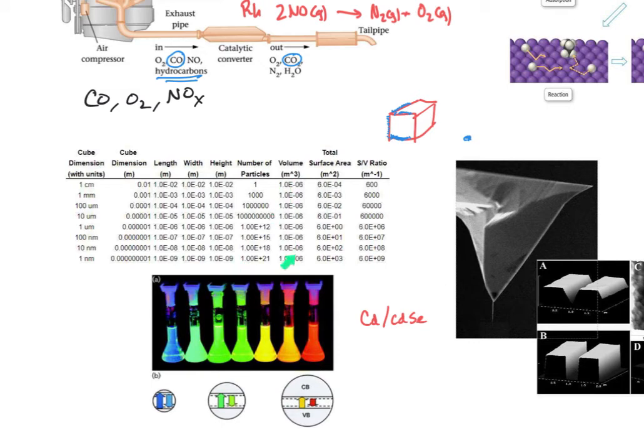So we'd have the exact same volume, except now the surface area would go from 6 times 10 to the minus 4 to 6 times 10 to the plus 3. And the surface to volume ratio would go from 600 per meter to 6 billion per meter, 6 times 10 to the 9. So we end up with a massive surface to volume ratio.